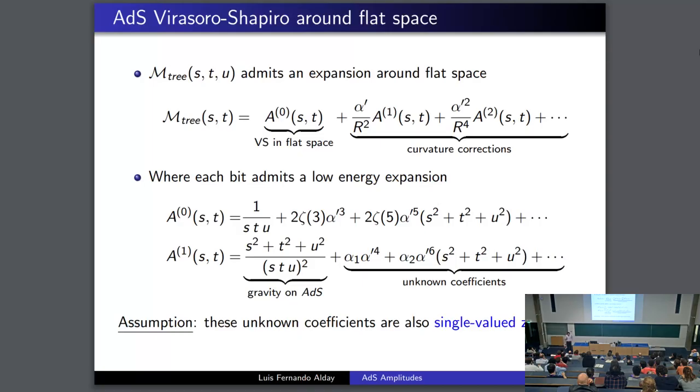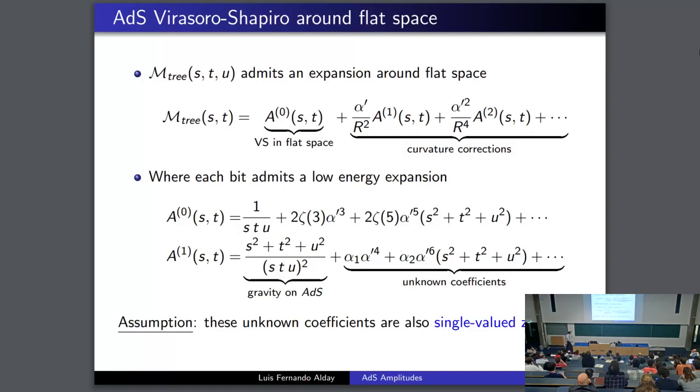We are going to assume that these unknown coefficients, and the unknown coefficients of A2, etc., whatever they are, are single-valued zetas. Okay? We have no proof whatsoever of this. We will take it as our working assumption. We will try to understand how powerful this is, and then we will try to see whether we can check our conjectures. Is that okay?